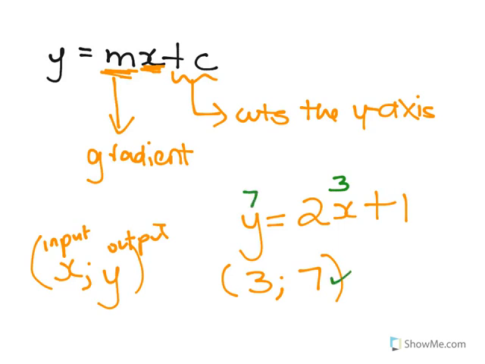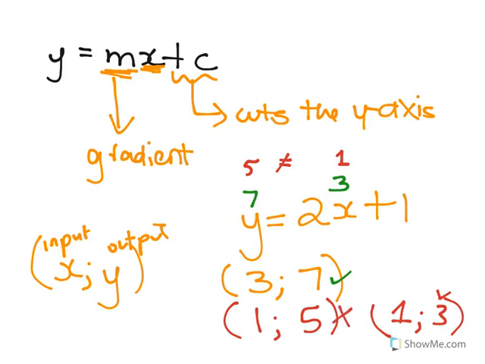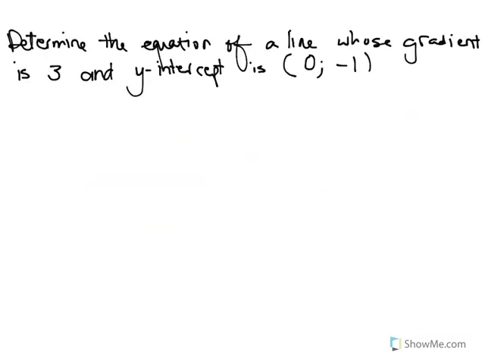So that point lies on the line. Whereas a point like (1, 5) does not lie on the line, because 2 times 1 plus 1 is not equal to 5, right? But the point (1, 3) does lie on the line, okay, because when my input is 1, my output is 3. So that's a very important concept as well to bear in mind. Okay, so we're going to look at a number of examples increasing in complexity.